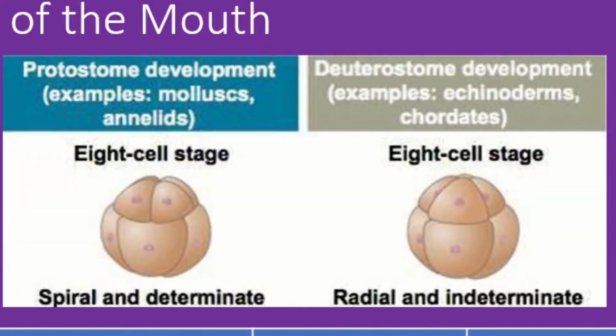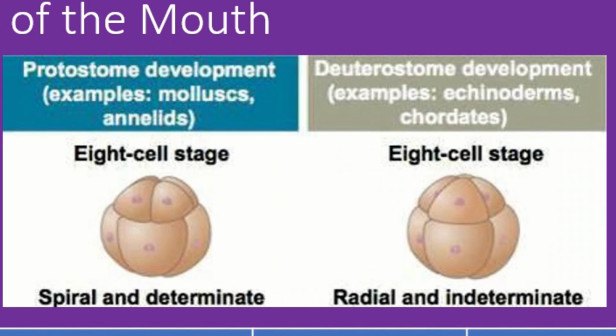Both groups differ in the cleavage of the zygote. This is the notable 8-cell stage of development. Protostomes go through spiral cleavage, where the top layer of cells rotates slightly and appears misaligned from the bottom layer. Deuterostomes go through radial cleavage, where the top and bottom layers are aligned.